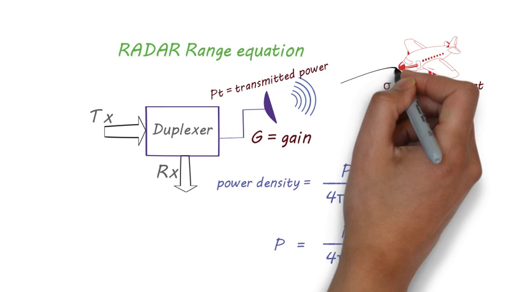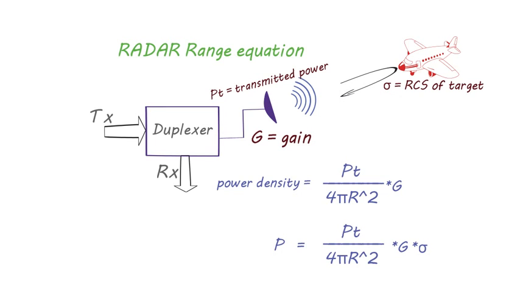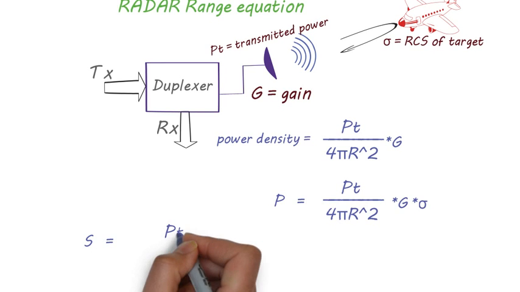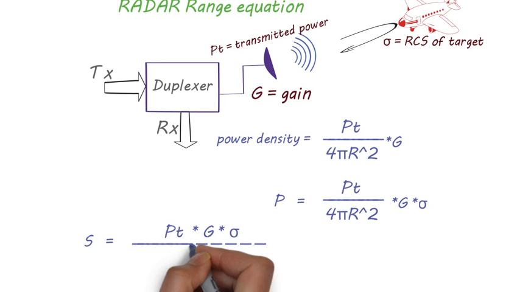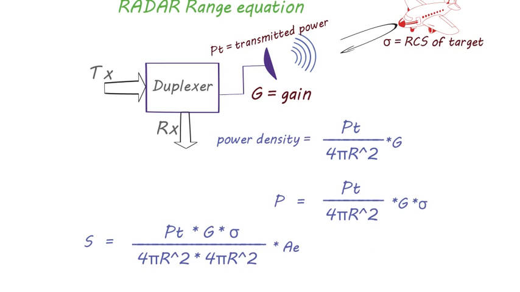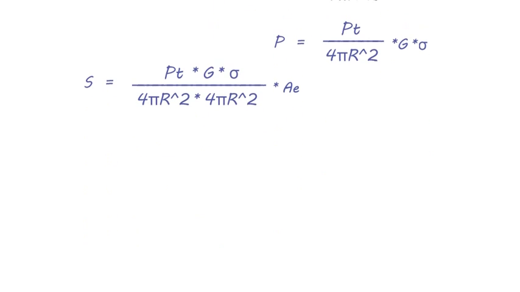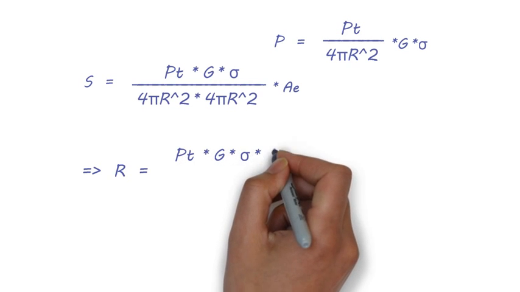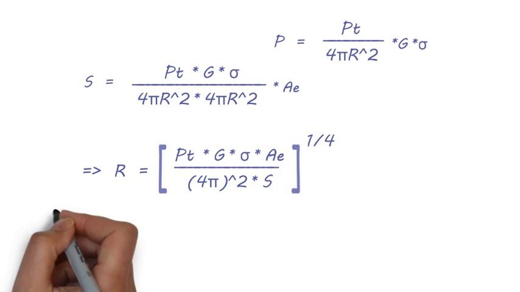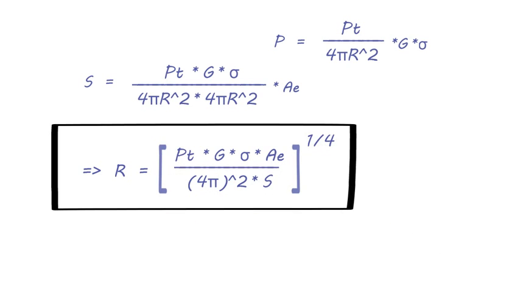Now this power gets reflected in all the directions. So if power received by the radar is S, then it will become Pt into Gt into sigma divided by 4 pi r square into 4 pi r square and into Ae. Now if we rearrange this equation, then the range r will become Pt into G into sigma into Ae divided by 4 pi square into S and whole to the power 1 by 4.